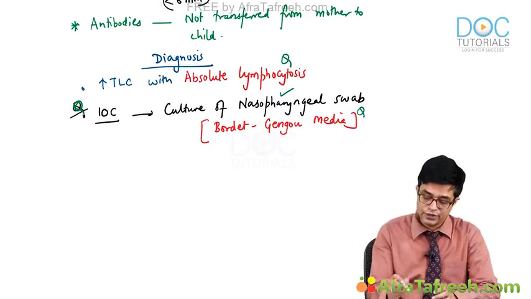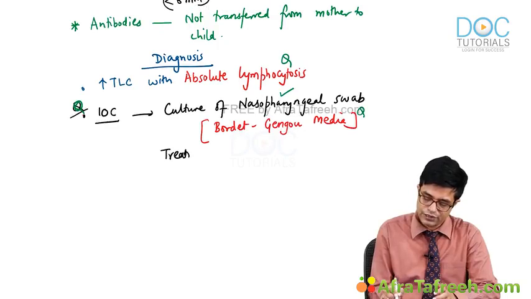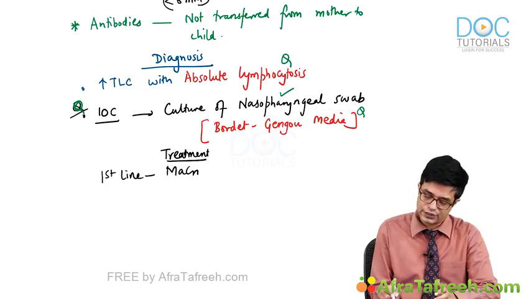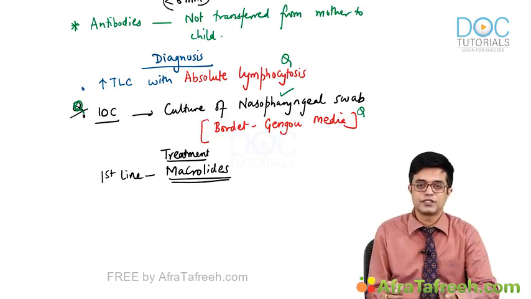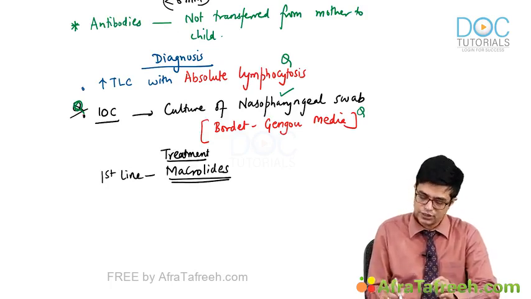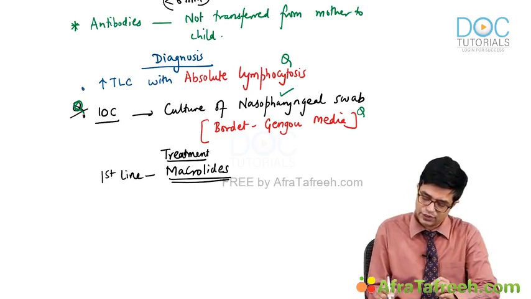Finally, we come to therapy, treatment. For treatment, drug of choice, the first line therapy are the macrolides. Now there is a lot of controversy here. Which is better, azithro versus erythro? Very simple. Drug of choice, if you have to pick one, azithromycin is preferred over erythromycin.